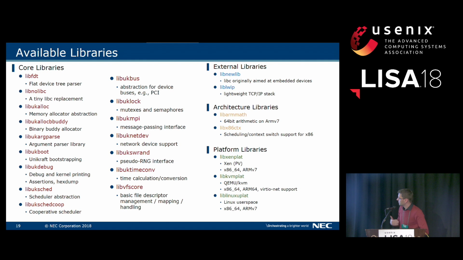Lightweight IP is a TCP/IP stack, but we actually plan to port a BSD network stack in here to have something that is more feature complete and not focused on embedded systems, and also probably provides much better performance. Then architecture libraries: we have one for ARM and one for x86. The platforms we support so far are Xen, KVM, and Linux Userspace, so please contribute new platforms.